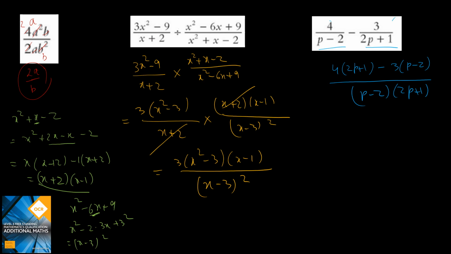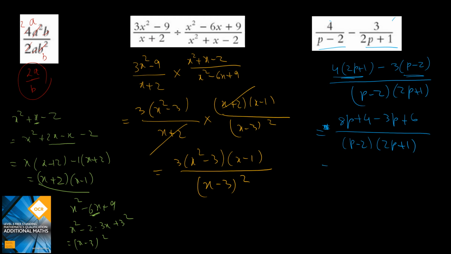So then that equals, opening the brackets here and here, you get 8p plus 4 minus 3p plus 6, divided by p minus 2 times 2p plus 1.